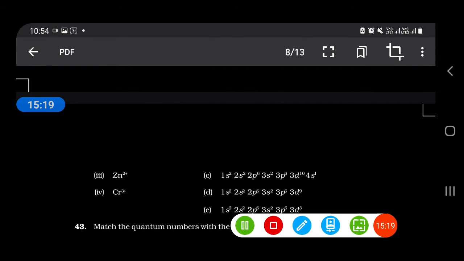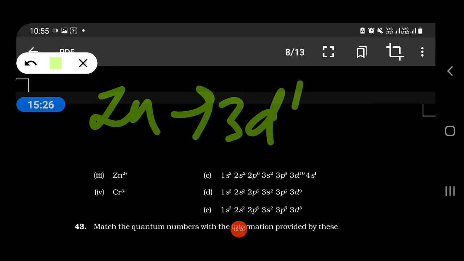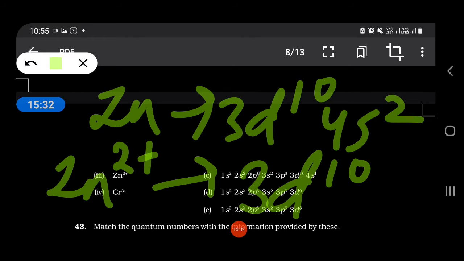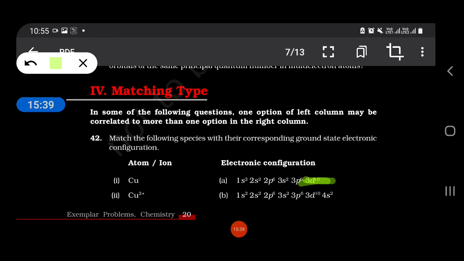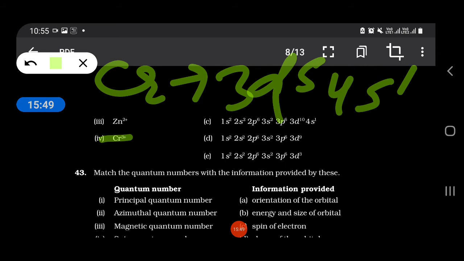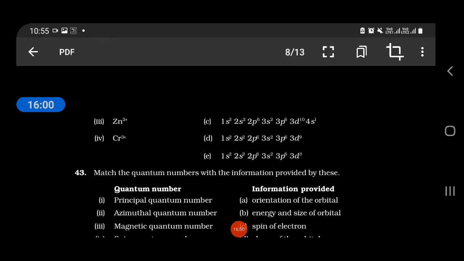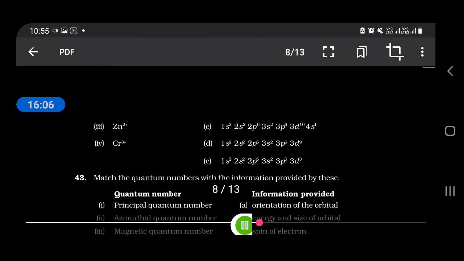And in case of zinc, Sc Ti V Cr Mn Fe Co Ni Cu Zn, Zn is 3d10 4s2, but when it goes to Zn2+, it becomes 3d10. So our answer is 3d10. And in case of Cr, it is 3d5 4s1, and when it goes to the +3 state, it will be 3d3, the most stable state, 3d3. So our answer is 3d3.